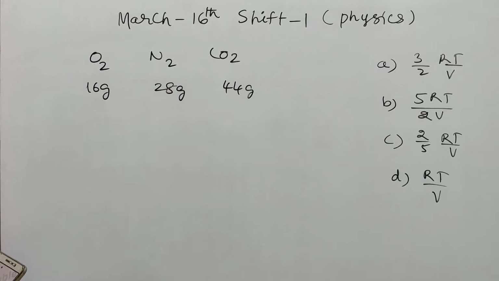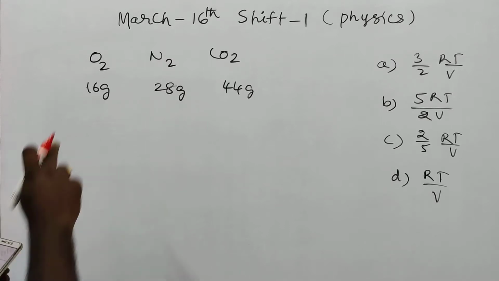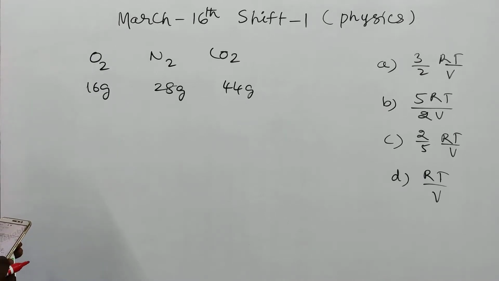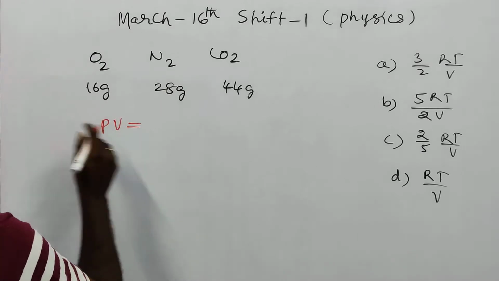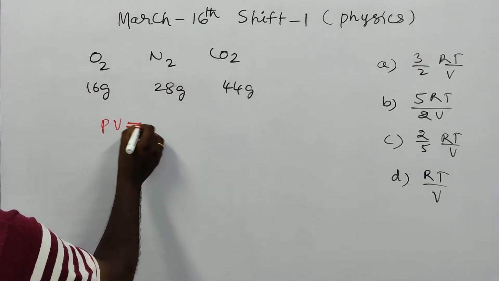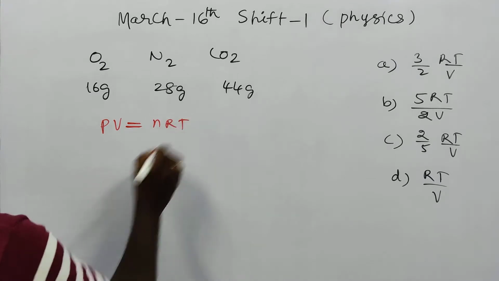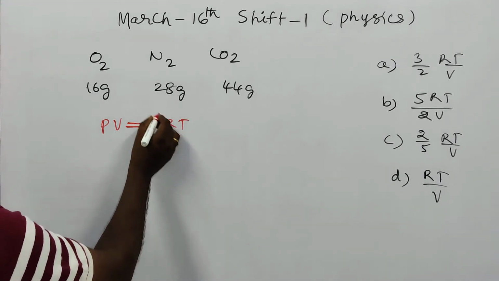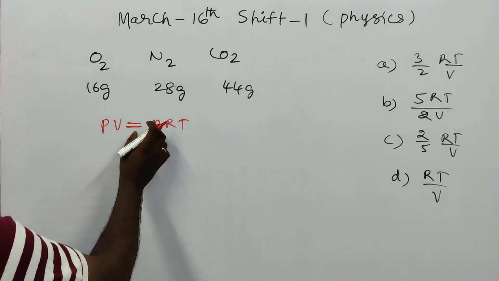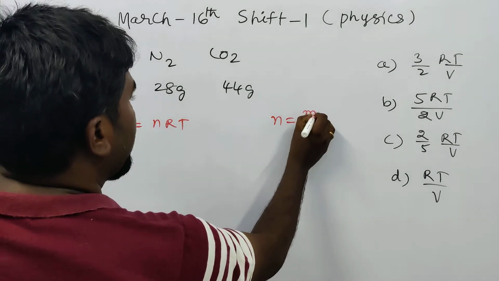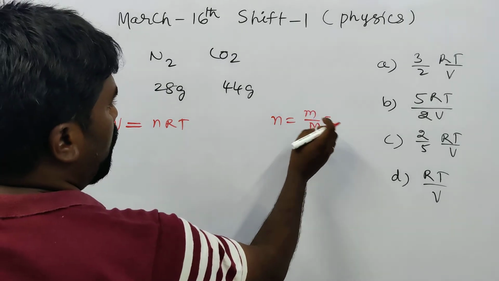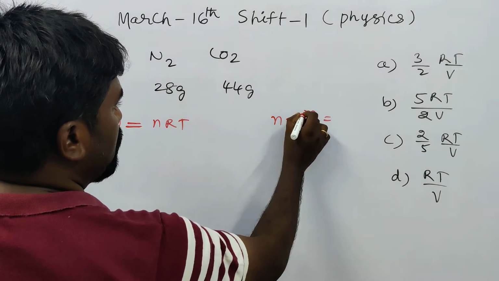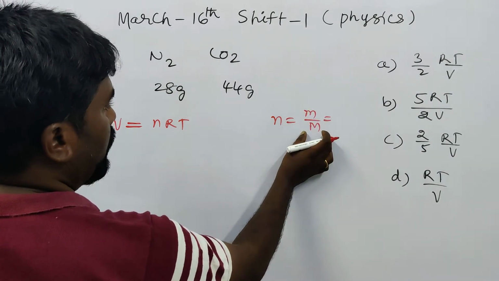So here is the question once again: three gases, oxygen, nitrogen, and carbon dioxide, having different masses, are filled in a container of volume V. Evaluate the total pressure. From the ideal gas equation, PV = nRT. Here n is the mole number, n = m/M, the mass of the gas divided by its molecular weight.